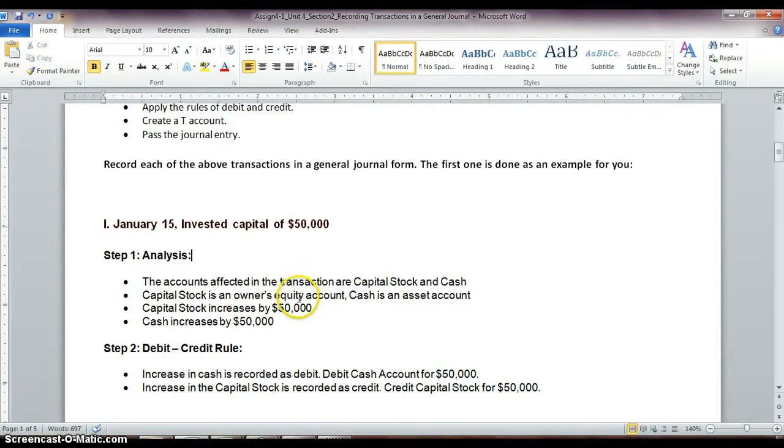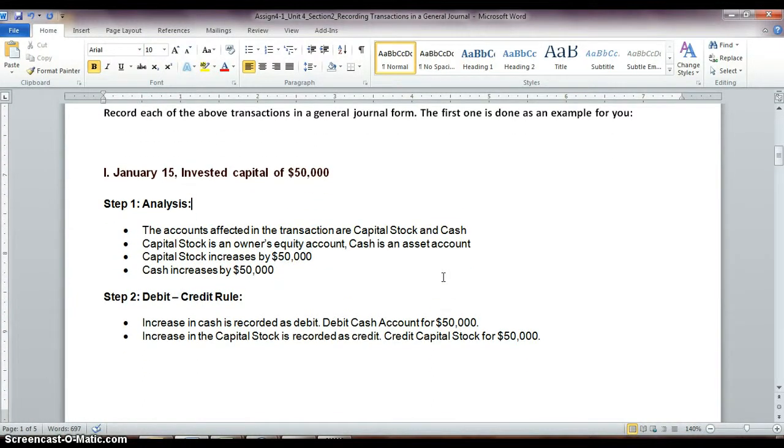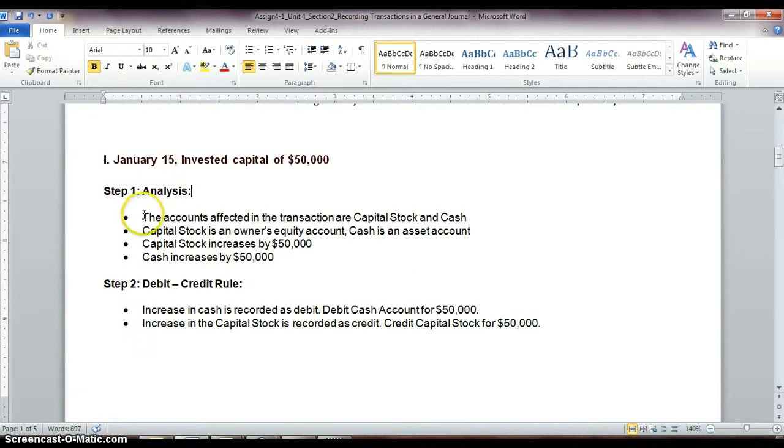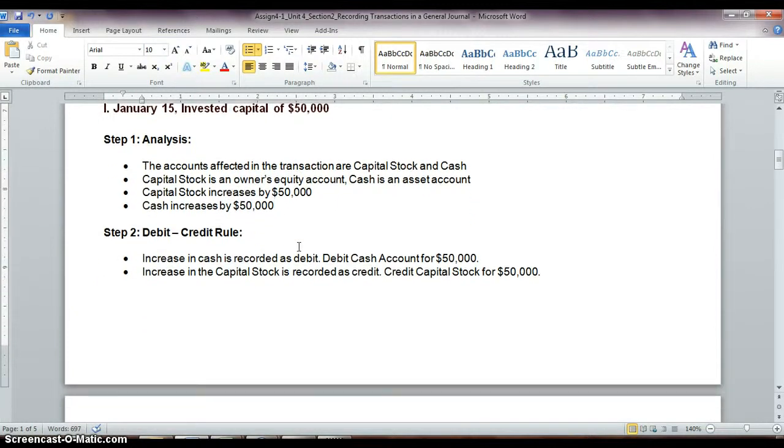So the first transaction on January 25th is the one I have done for you on your assignment paper. The very first step is to analyze the transaction. We always want to name the accounts that were affected in the transaction. In this case, it's capital stock and cash. Then we look at what type of account each of these is. Capital stock is an owner's equity account. Cash is an asset account. Then we determine which is going to increase, maybe if they both are, and by how much. In this initial investment, both capital stock and cash are going to increase by $50,000. So that's step 1, to break everything down.